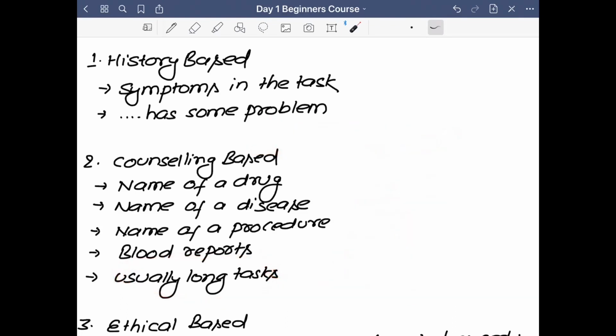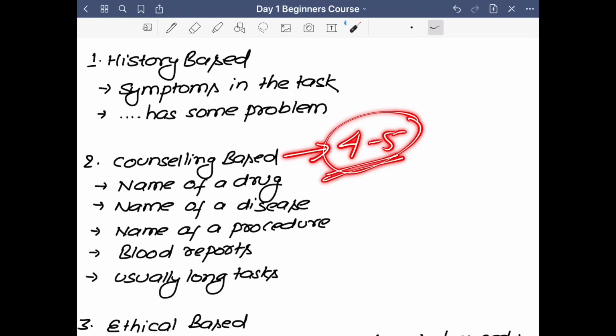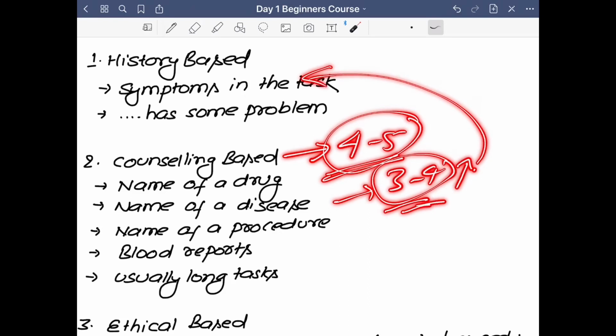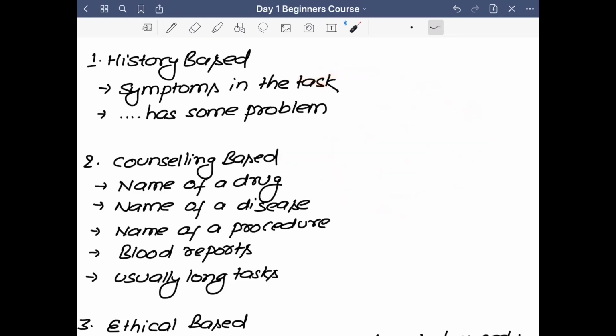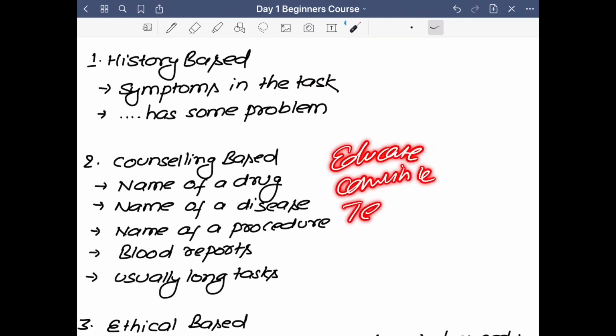Dear friends, what is the advantage of identifying this as a counseling-based station? The advantage is that you can now invest 4 to 5 minutes of your time in history taking and 3 to 4 minutes in the management. Why a bit longer time in the management portion than in history taking? Because here you have to do a lot of things: some time to educate the patient, some time to convince the patient, some time to teach the patient. In a nutshell, you have to do the counseling, and therefore you will require a bit more time in the management part.